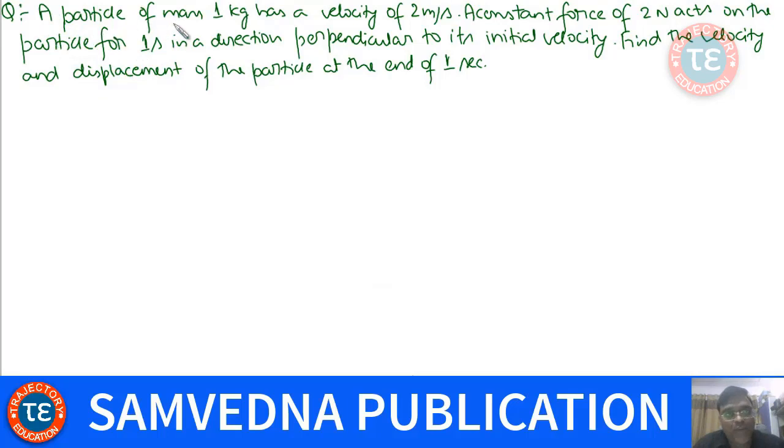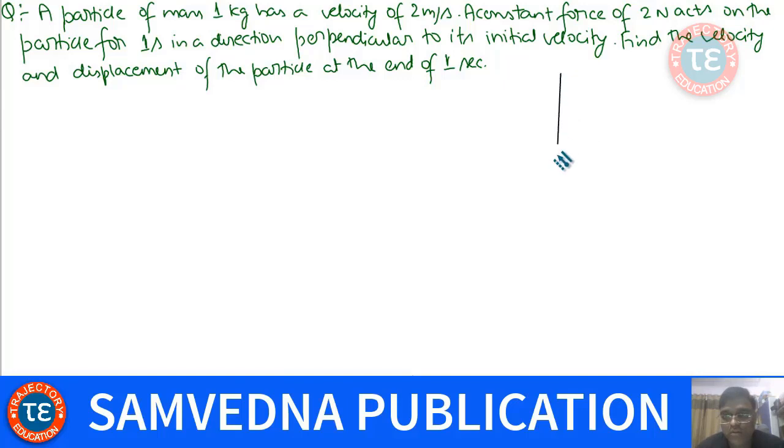Let's look at this question. The question says a particle of mass 1 kg has a velocity of 2 meter per second. Now a constant force of 2 Newton acts on the particle for 1 second in a direction perpendicular to its initial velocity. Find the velocity and displacement of the particle at the end of 1 second. Fine.